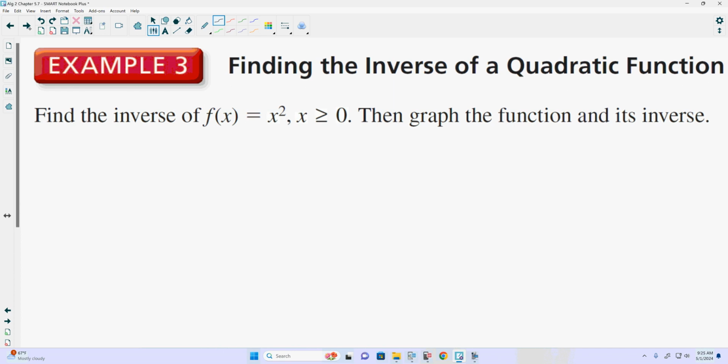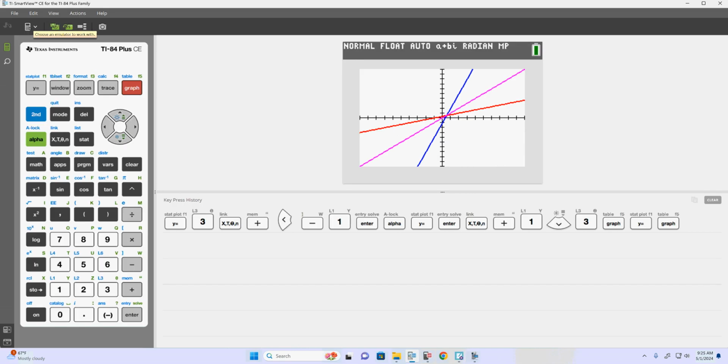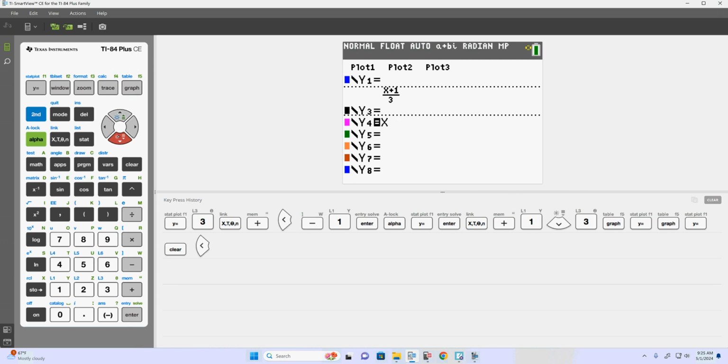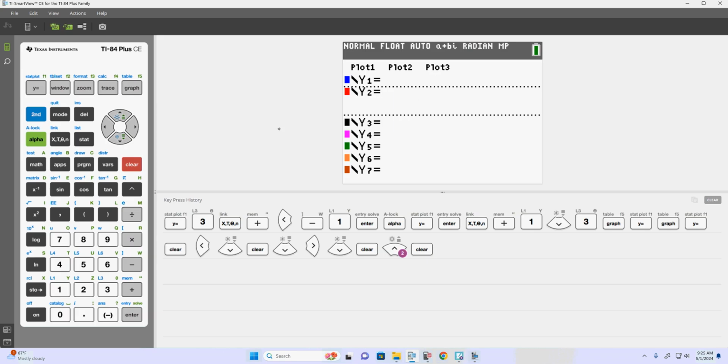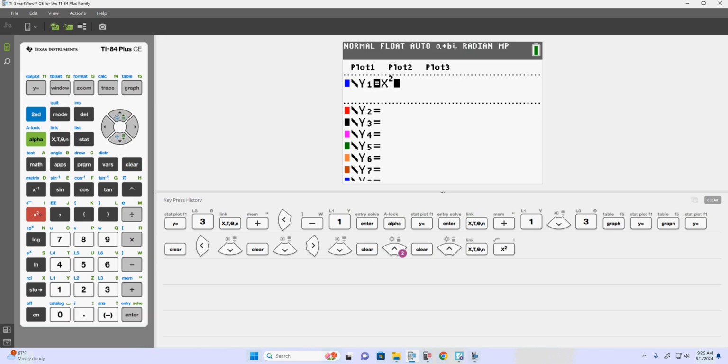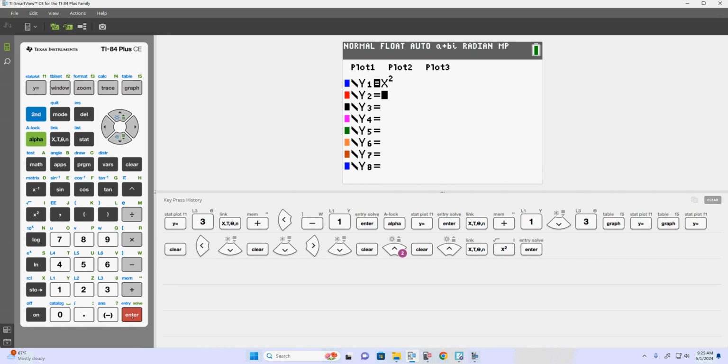Now the next one here is we want to find the inverse of f of x equals x squared, x is greater than or equal to 0, then graph the function and its inverse. Now there's a reason they added that piece in. Because again, we said if a function or equation has an inverse, it has to pass the horizontal line test. That means the graph of y equals x squared, if its inverse is a function, has to pass the horizontal line test.